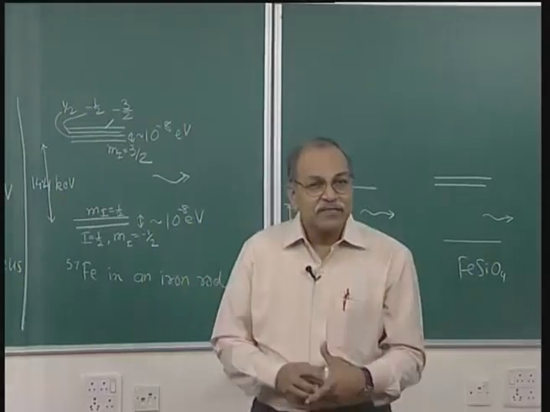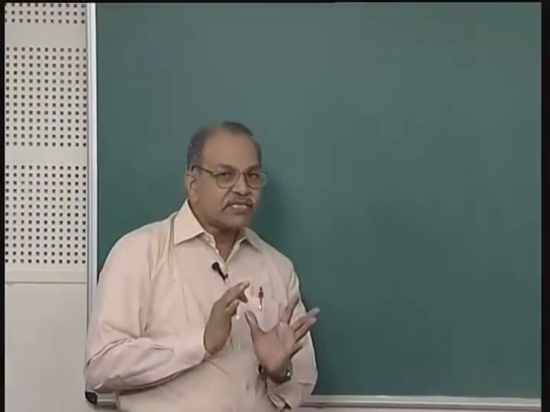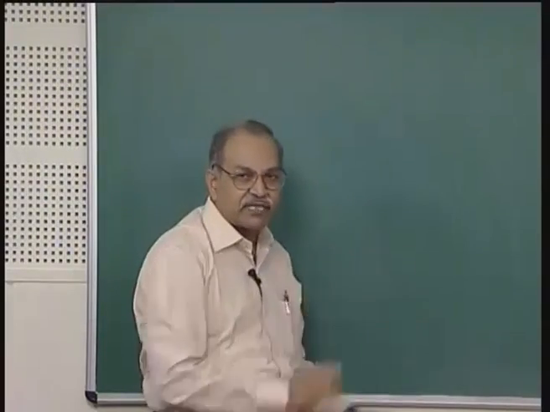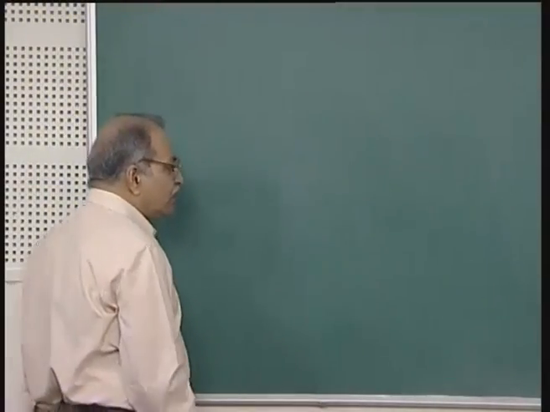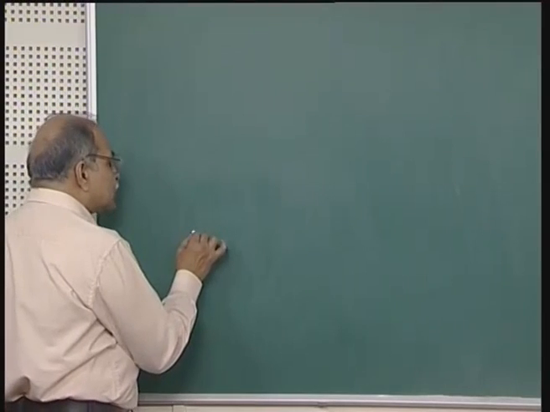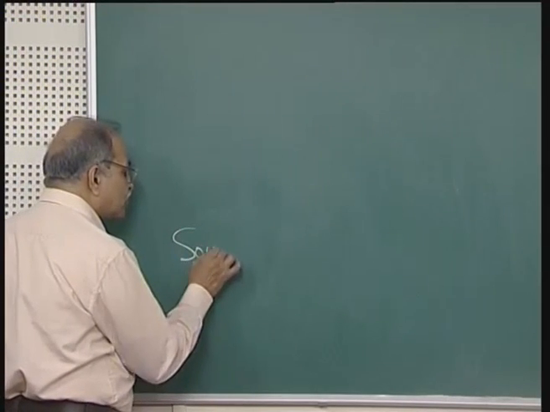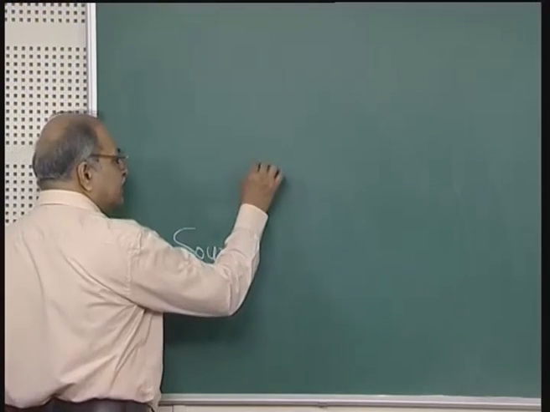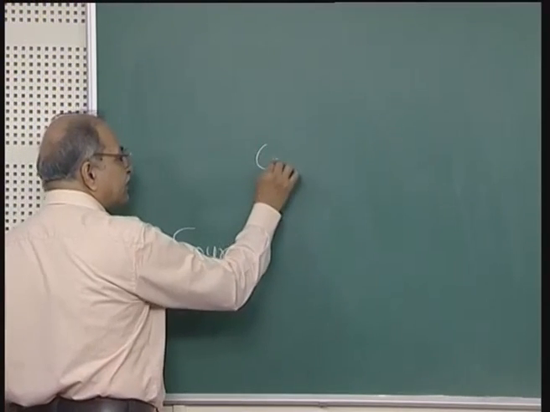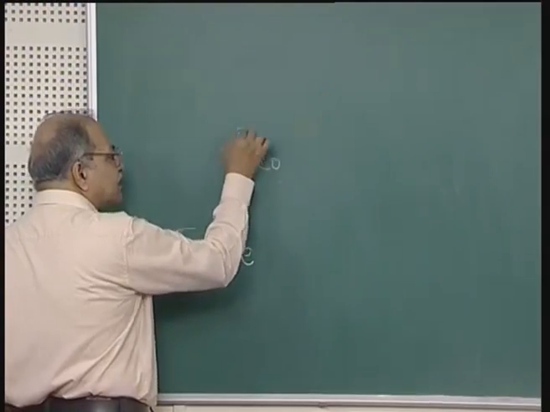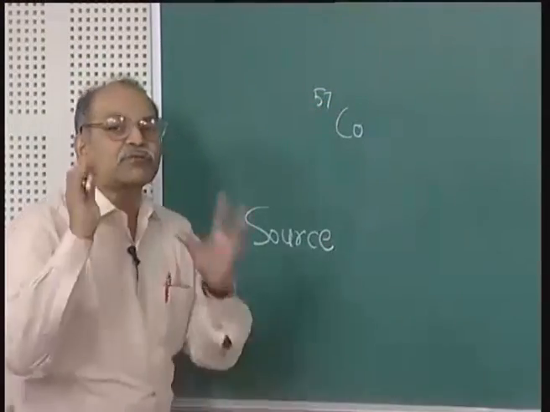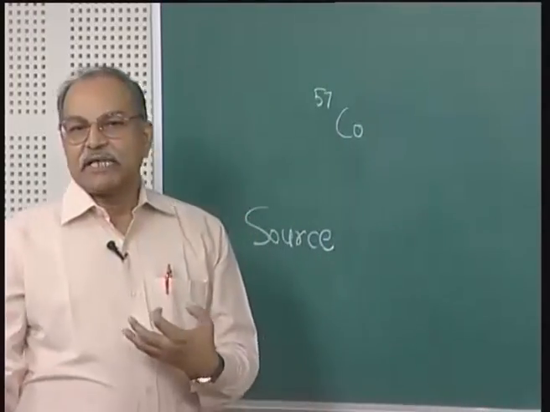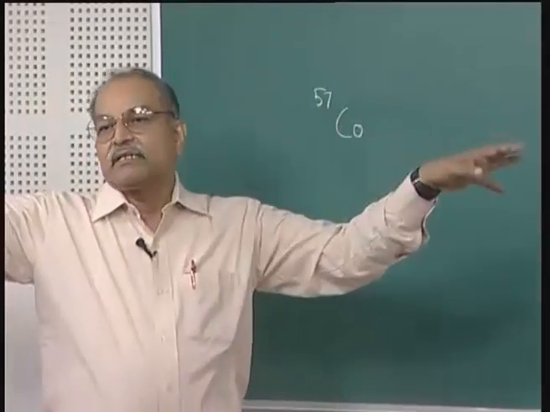How do we do that? The process involves an experimental arrangement. First I will tell that: one is that you need a source. Source of what? Source is cobalt 57. I am just taking iron 57 as a prototype for describing what Mossbauer spectroscopy is. It can be done with many other elements also.